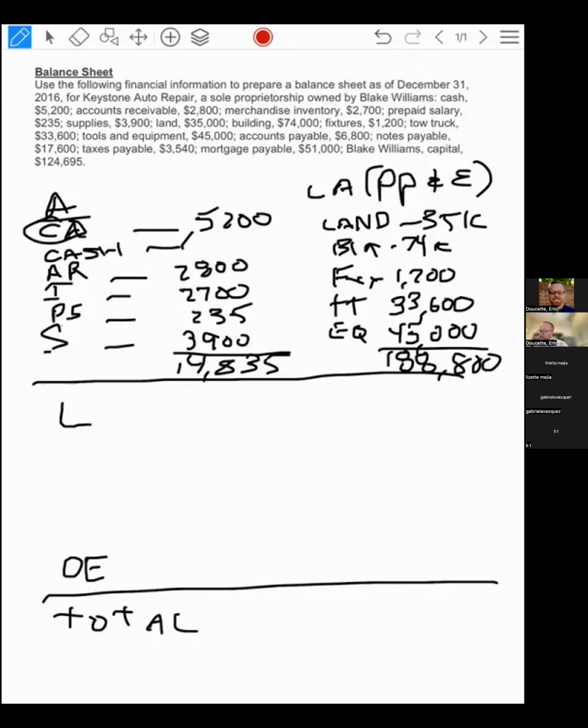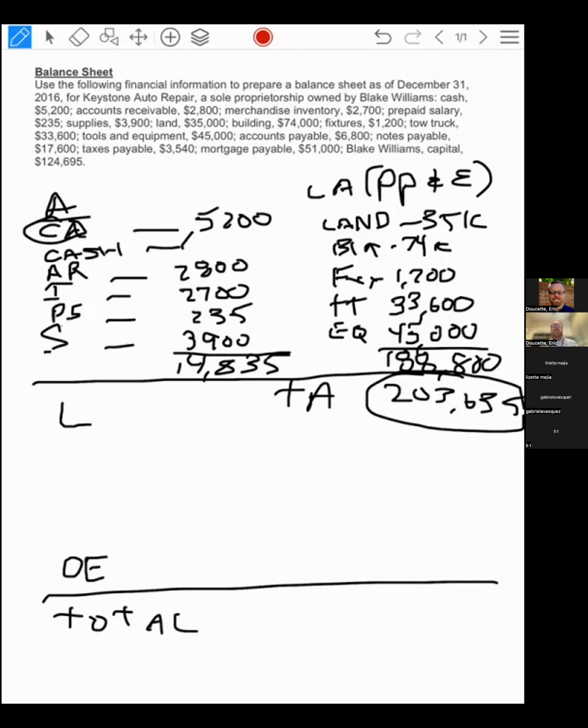And then if I add those two together, it's going to come out to $203,635. So that is my total assets, TA. You guys with me on that? Yes, sir. So you'd probably want to do this all linear, not side by side like I'm doing it, but we'll just go with it.